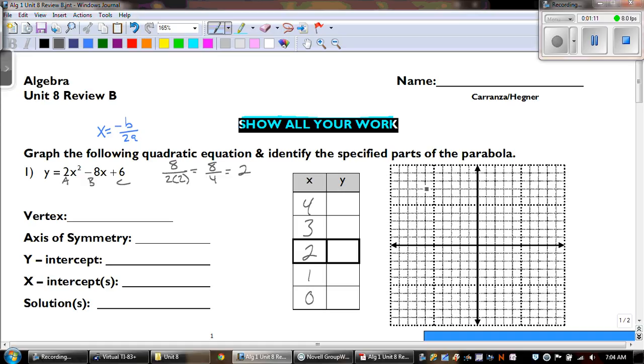Now, to figure out those points, you're going to be plugging those in to the x value, okay? So you would be writing in your calculators 2 times x squared minus 8 times x plus 6, okay? So why don't we pause the video right now and go ahead and fill out those 5 missing points. Good luck.